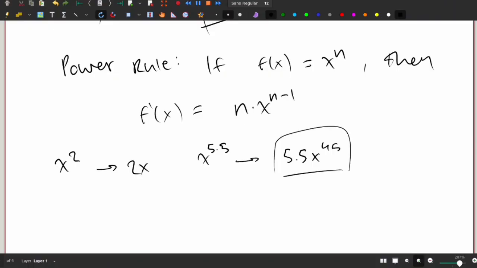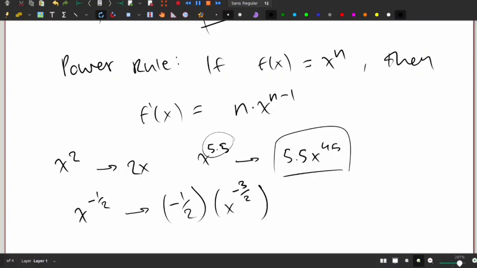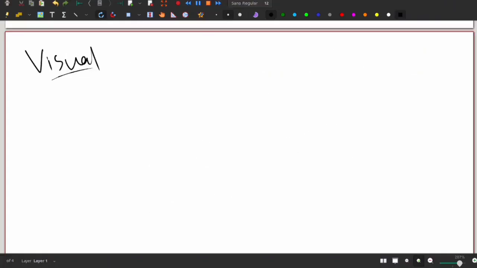So not only does this work with fractional or rational exponents, it also works with negative exponents. So imagine if I had x to the negative 1/2, its derivative becomes negative 1/2 times x to the negative 1/2 minus 1, which is negative 3/2. So the power rule works for not just polynomials, but all powers of x.